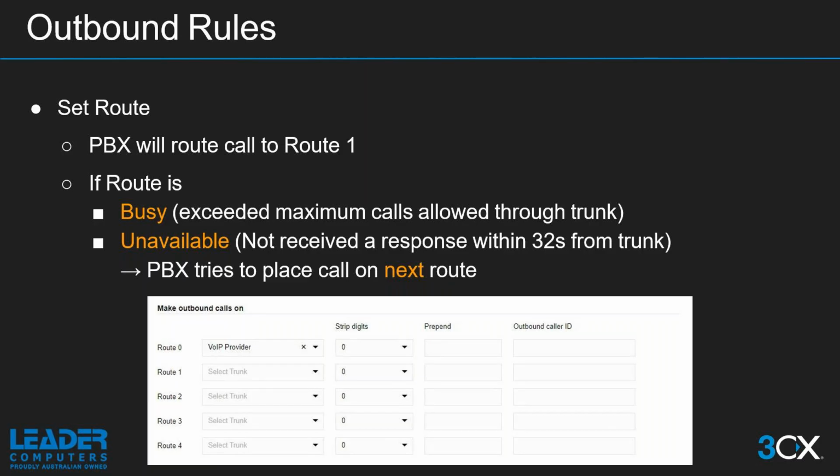And if route one is busy, or all the channels on route one are occupied, let's say the route one VoIP provider has two channels and it's fully occupied, you can ask 3CX to have a failover or a secondary route that it can use. Basically, if busy exceeds the maximum calls allowed through the trunk, and unavailable is not received or responded within 32 seconds from the trunk, 3CX automatically tries to place the call on the next route available. So you can create up to 5 routes on each outbound rule.